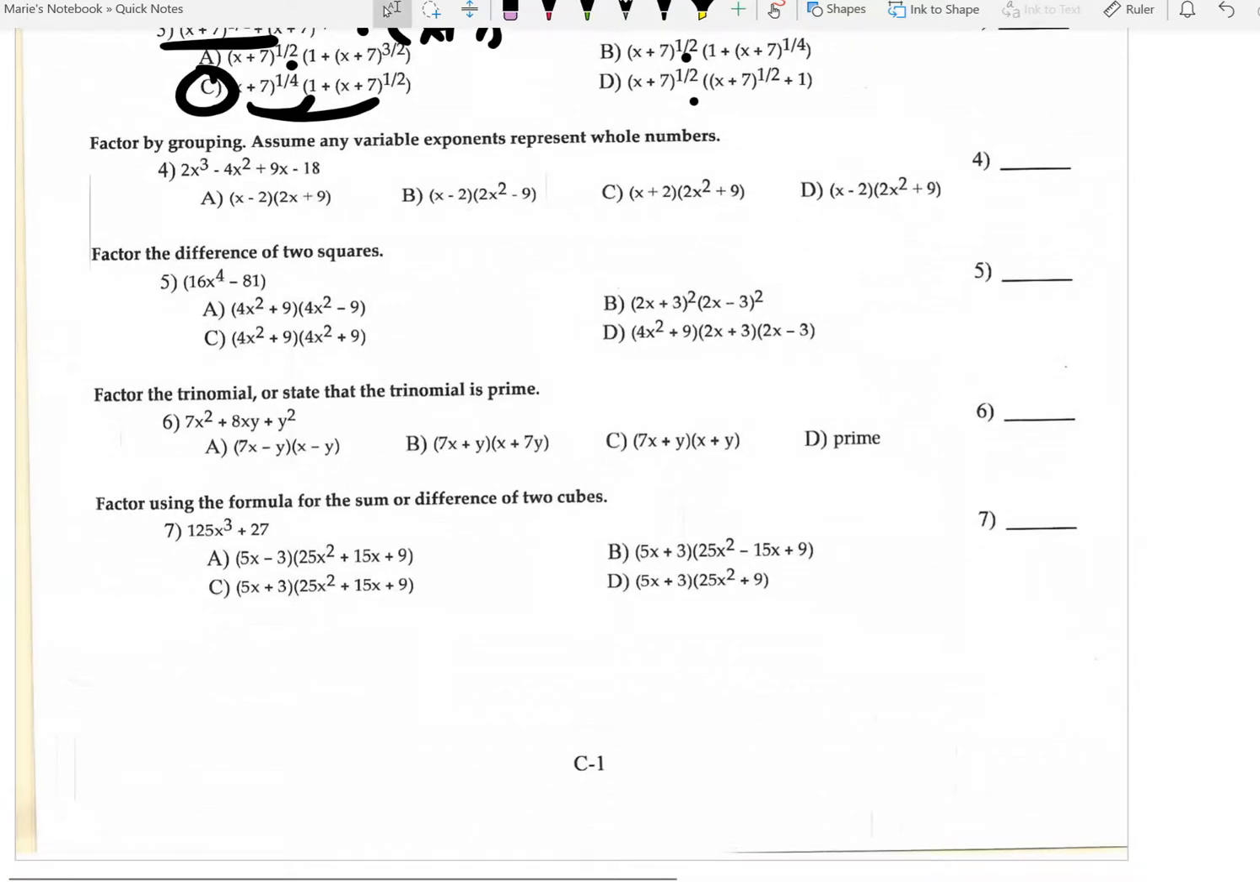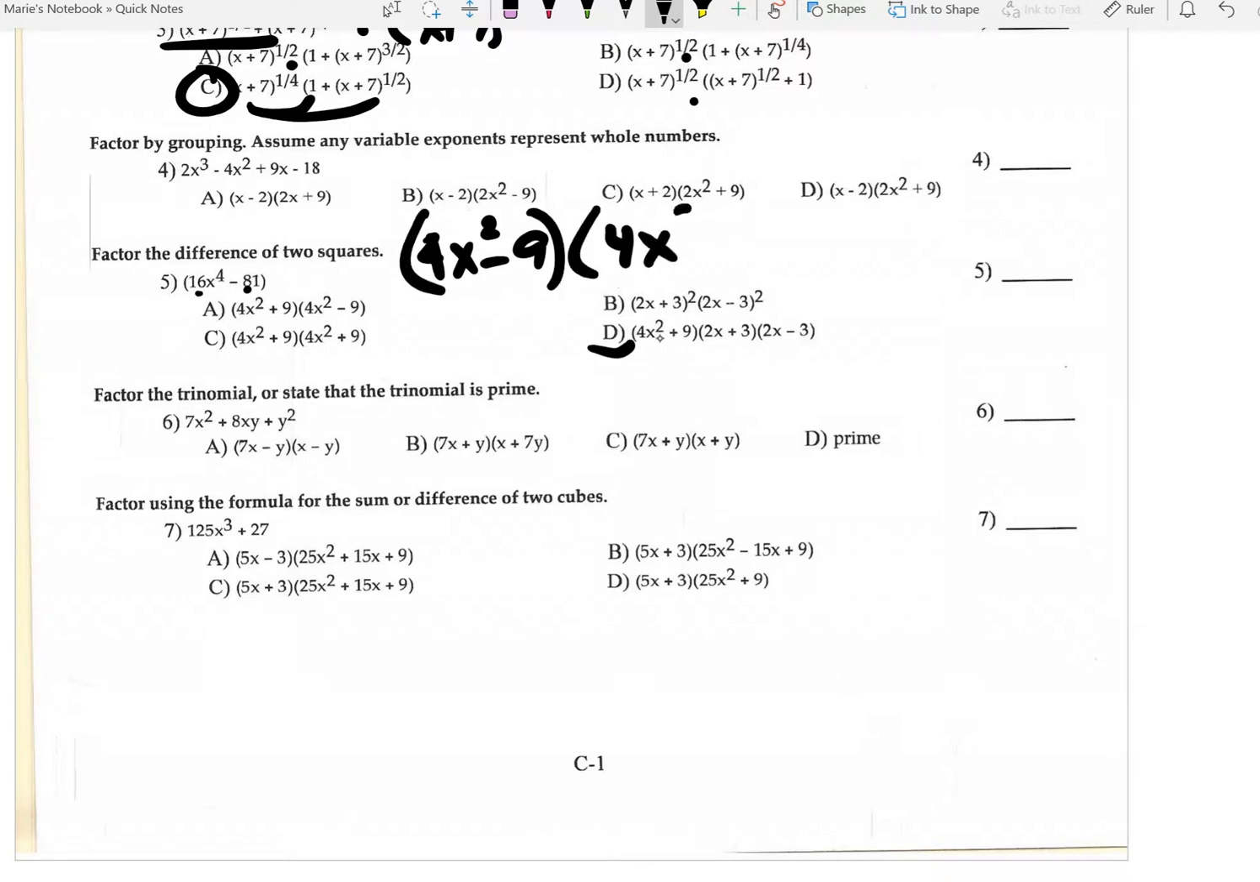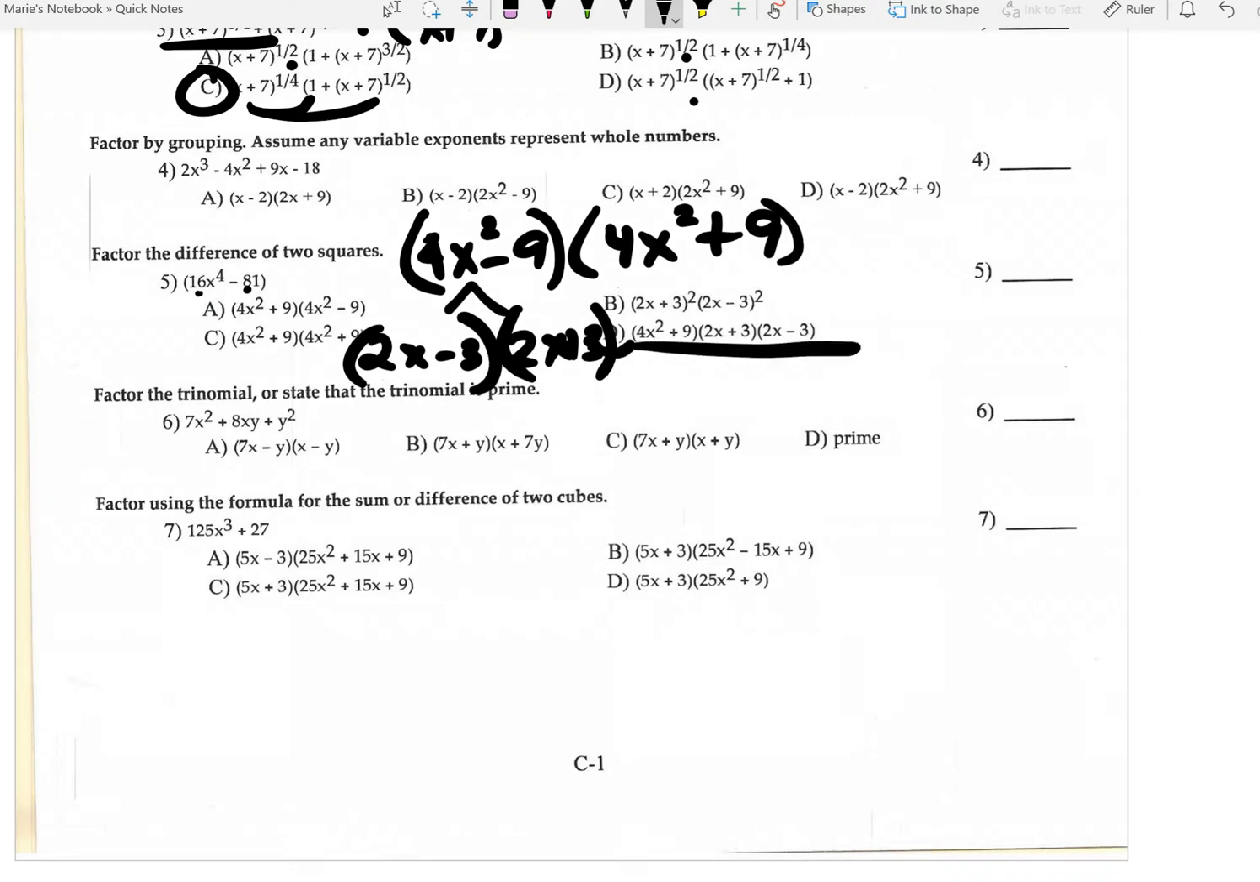Okay, question number 4. Question number 4 is D, and we know that because this is a perfect product. You have a 4x squared minus 9 times 4x squared plus 9, and obviously we cannot simplify this part of the equation, but I certainly can continue to reduce this to be 2x minus 3 and 2x plus 3. And so the only answer choice that would fit number 5 would be this one, which is answer choice D.